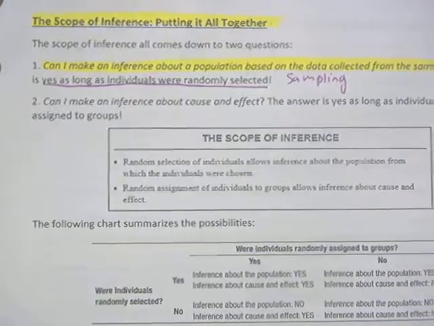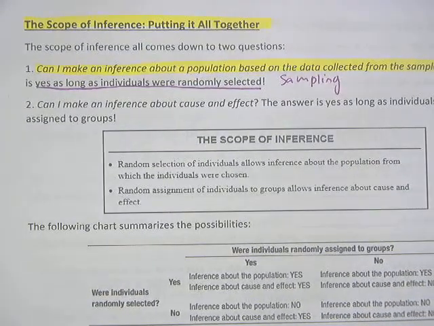If you read in a problem that the participants are randomly selected, then you're allowed to make inference about the population. If they're not, let's say they're volunteers, you can only make inferences about people like that. So I'll explain more in just a second.